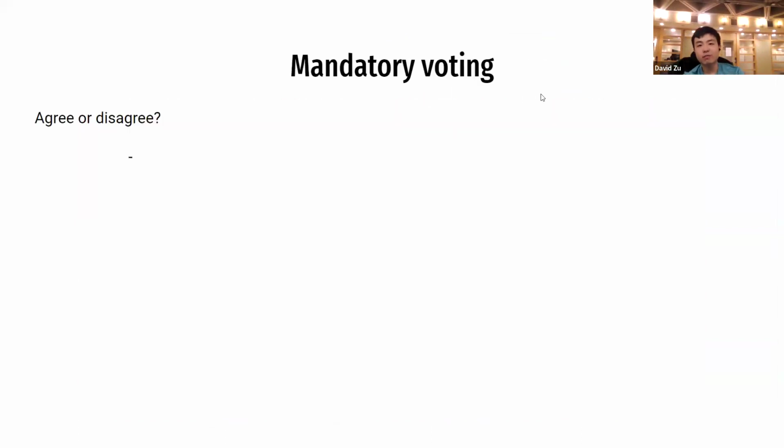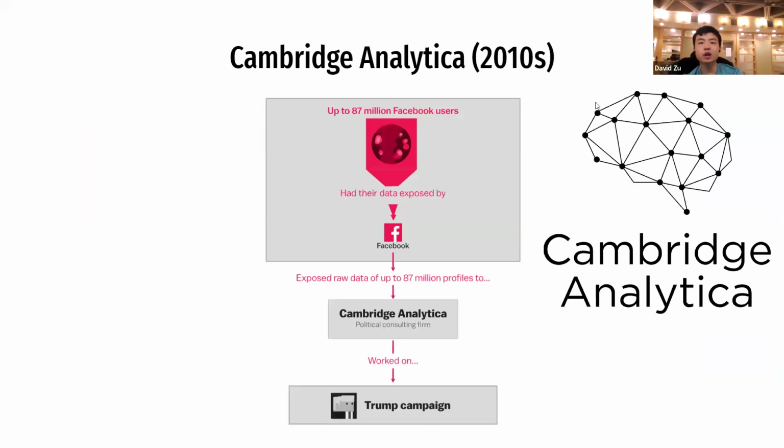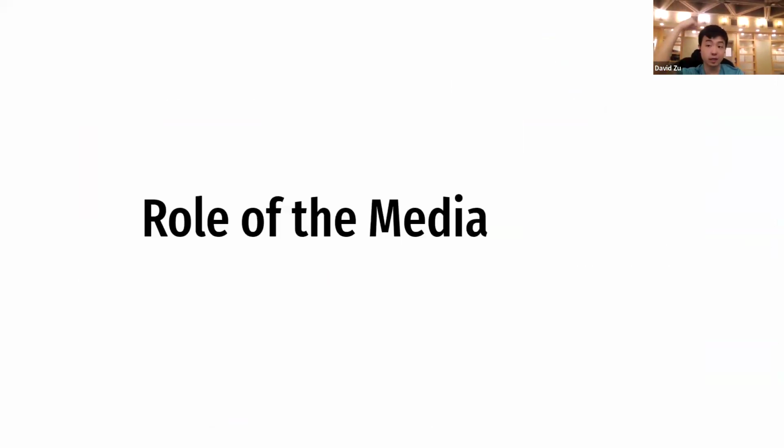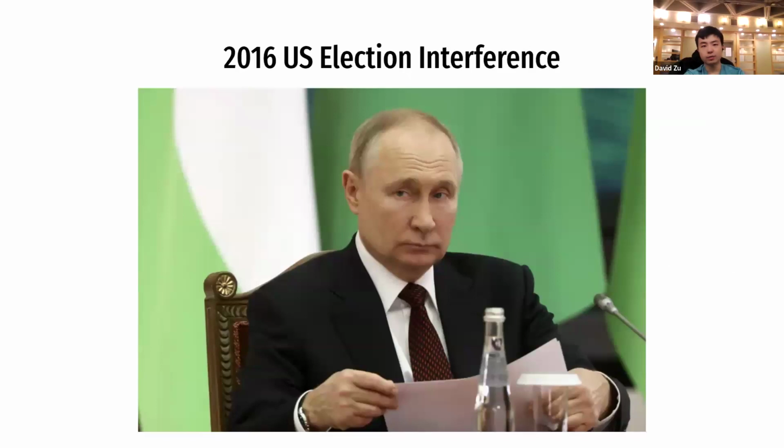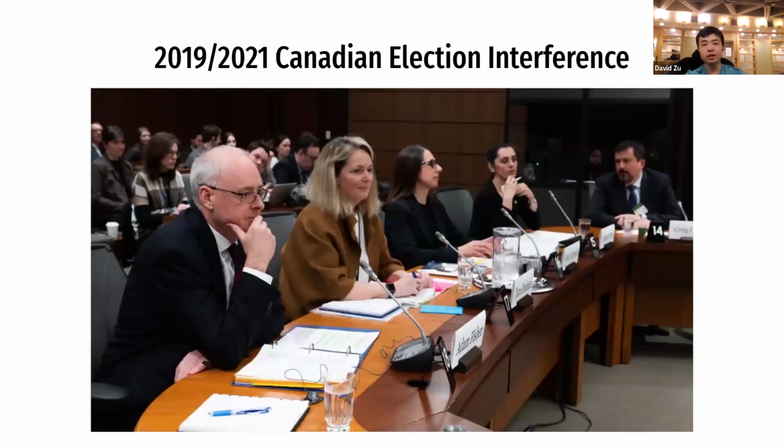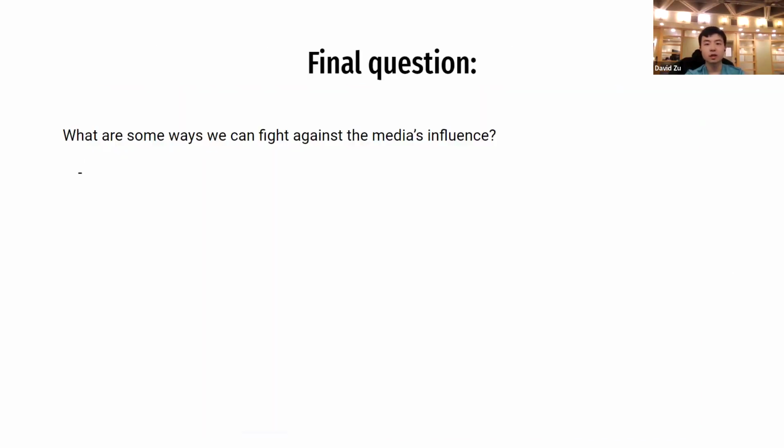Other topics that we were going to talk about: mandatory voting, a system where everyone is legally required to vote or face some sort of punishment if they do not. And then the role of media in influencing how people make voting decisions. There was a lot of talk about this during the 2016 United States election between Trump and Clinton, for example. And more recently, in the 2019/2021 Canadian elections, there were talks about interference from foreign powers. The final question we're going to discuss is what are some ways we can fight against the media's negative influence on how people vote.